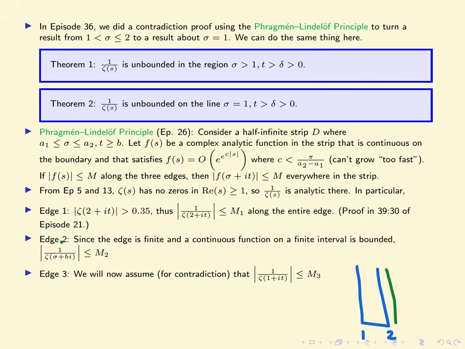And then for the second edge, I'm going to look at this bottom edge now. Since this edge is finite and we have a continuous function on a finite interval, then we know that a continuous function on a finite interval is bounded, so this has some bound m sub 2.